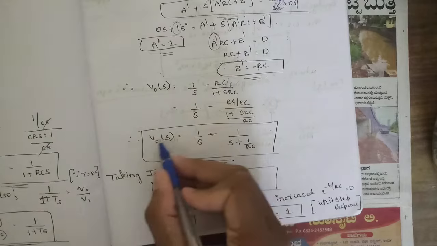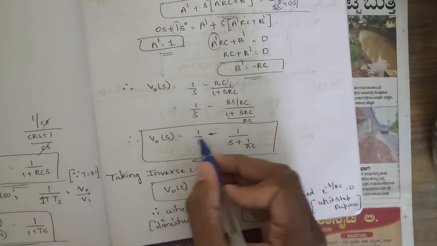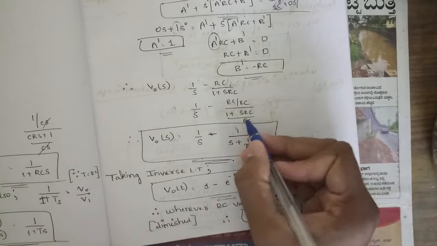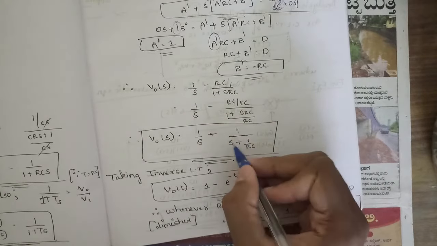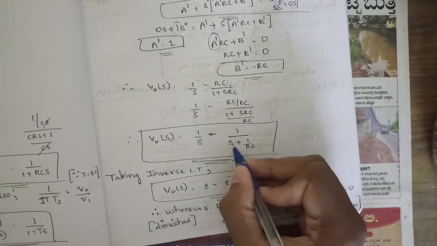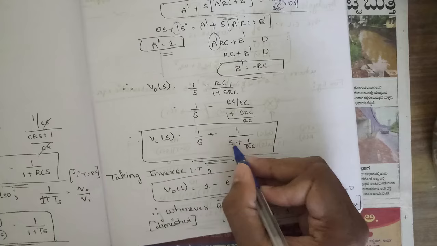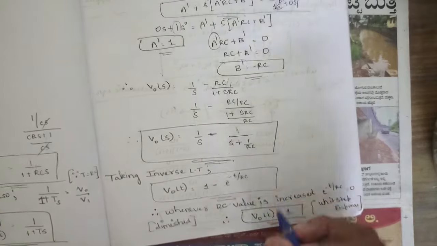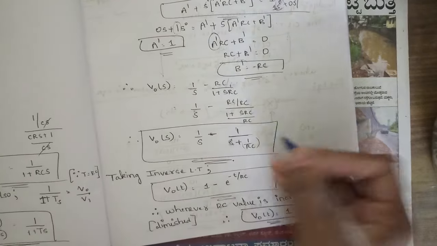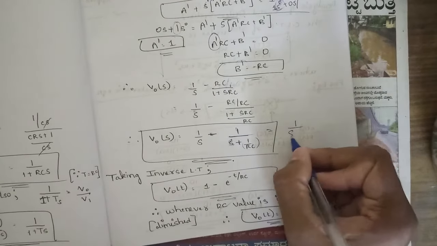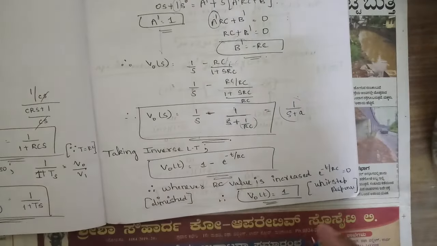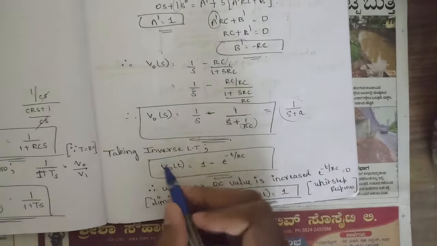So V out of S is equal to 1 by S minus RC by RC, which is equal to 1. Then we can take S common here, S plus 1 by RC, that would be RCS plus 1 divided by RC, so S plus 1 by RC. That is 1 divided by S plus 1 by RC. Since this is of the form 1 divided by S plus A, we can take its inverse Laplace transform in a very easy manner.